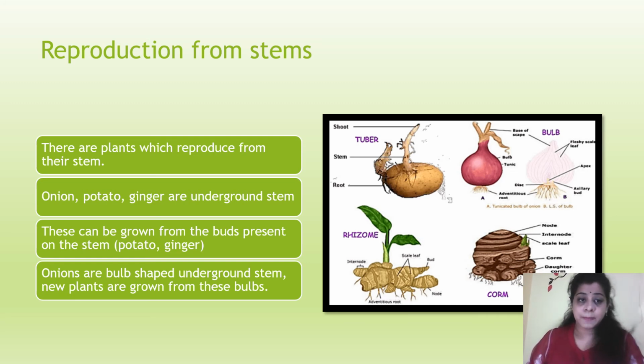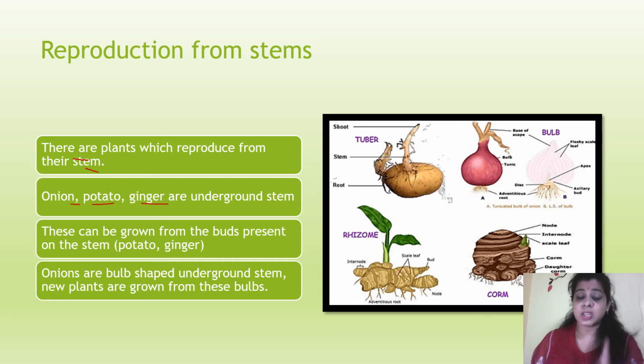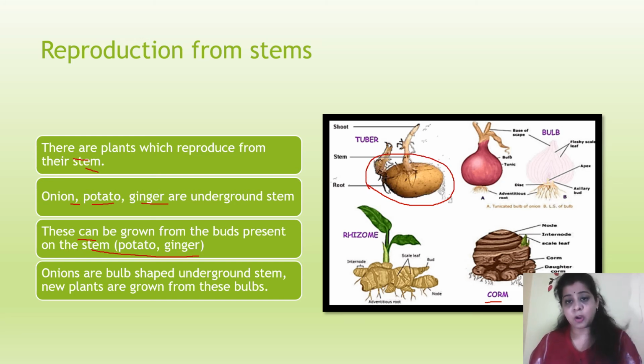There are plants which reproduce from their stems. Stem does not always mean the green stem in the plant. Sometimes the stems are underground, like onion, potato, and ginger. These are underground stems, and corn also. They are present under the ground, and they store food for the plant. They can be grown from the buds present on the stems, like potato and ginger. Sometimes you must have seen a potato which has been kept untouched for a very long time.